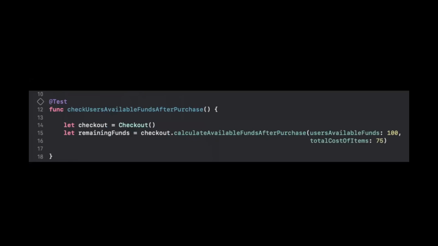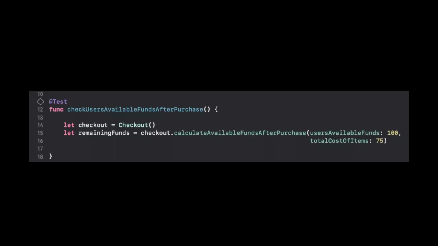For our actual test function, what do we want to do? Well, we want to create a brand new checkout object, and we use the function to calculate those remaining funds. Honestly, this is the exact same as if we were actually just using this function in our code. This means we're calling the calculate available funds after purchase function, telling it the user has 100 available funds and the cost of their items is 75. We're setting the value that is returned from this function to remaining funds. If all's gone well, then the remaining funds should be set to 25.